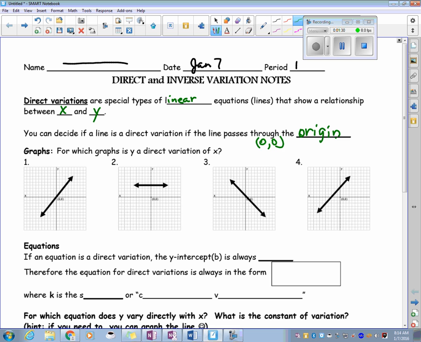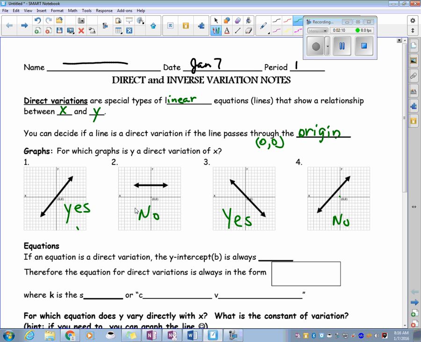If you're watching the video, pause it for a second and see if you can tell, yes or no, for questions 1, 2, 3, and 4. Are they a direct variation or are they not a direct variation? Hopefully you had a chance to answer those questions. Number 1 was a direct variation. Number 2, no. Number 3, yes. Number 4, no. It does not pass through the origin. The origin is right there.